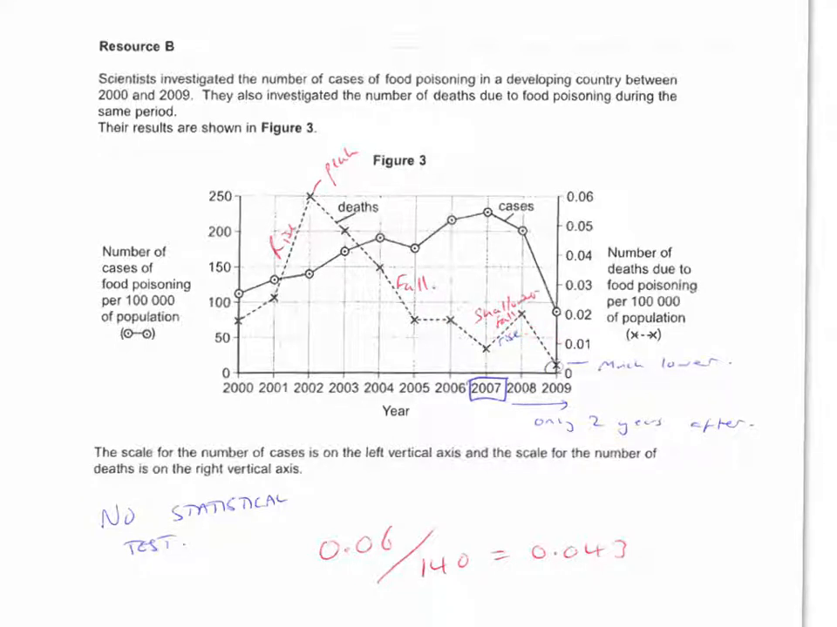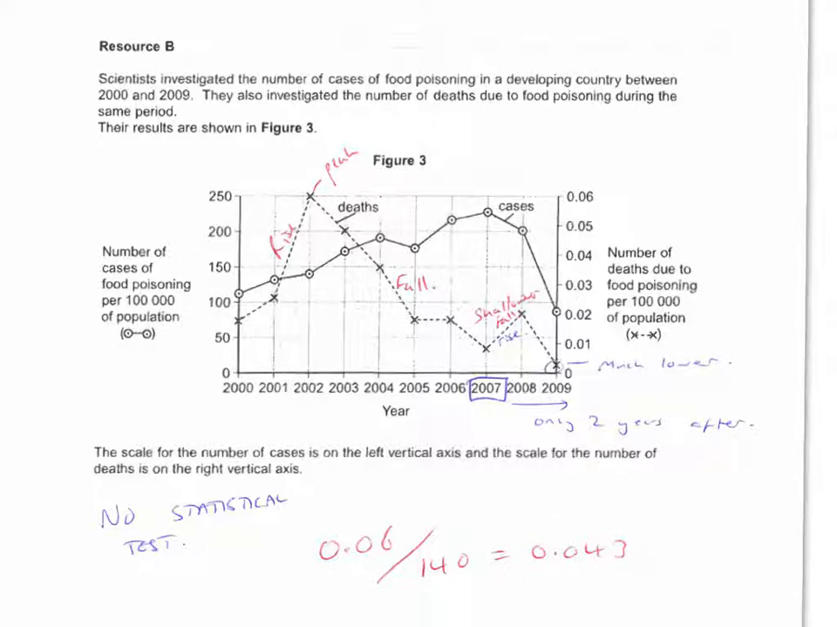The next question asks, what percentage of people who had food poisoning in 2002 died from the disease? In 2002, 0.06 people per 100,000 died from the disease, and 140 people per 100,000 in the population had the disease. So 0.06 divided by 140 gives you 4.3 times 10 to the minus 4. Times it by 100 to make it a percentage, and that gives you 0.043%.